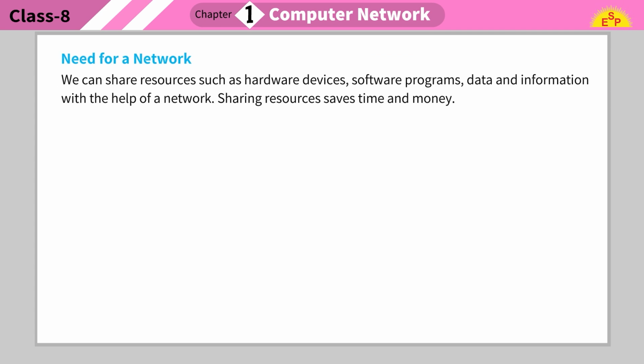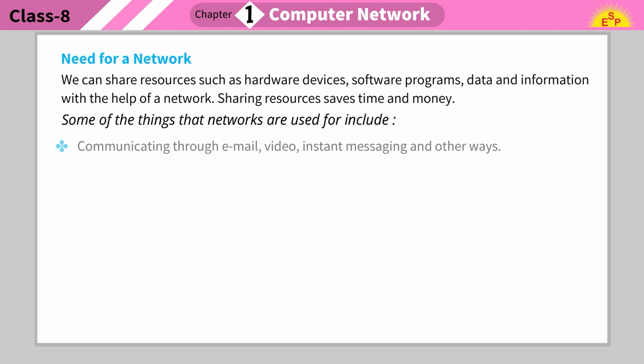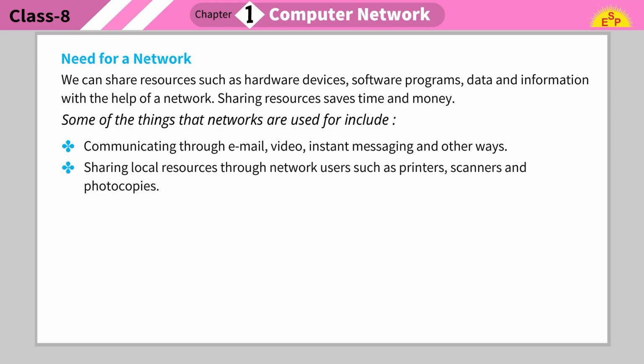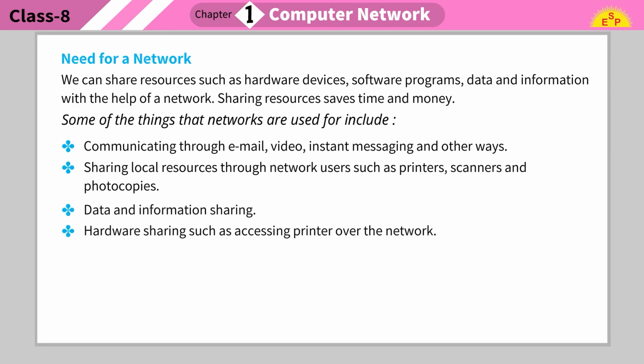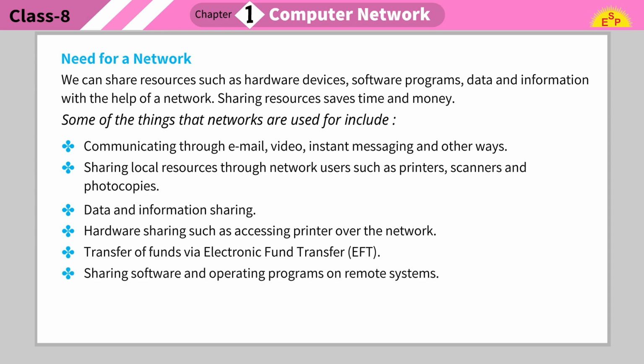Need for a network. We can share resources such as hardware devices, software programs, data and information with the help of a network. Sharing resources saves time and money. Some of the things that networks are used for include communicating through email, video, instant messaging and other ways. Sharing local resources through network users such as printers, scanners and photocopiers. Data and information sharing. Hardware sharing such as accessing a printer over the network. Transfer of funds via electronic fund transfer, EFT. Sharing software and operating programs on remote systems. Allowing network users to easily access and maintain information.